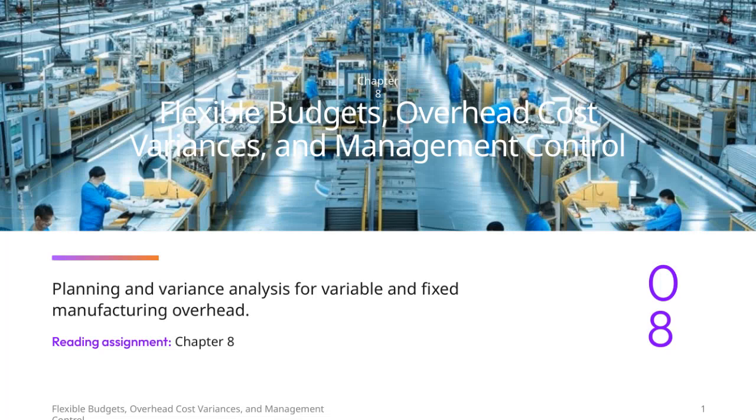Today, we're focusing on planning and variance analysis for both variable and fixed manufacturing overhead. This is a crucial part of managing manufacturing costs effectively. We'll be diving into Chapter 8, which covers flexible budgets, overhead cost variances, and how these concepts help with management control. Understanding these topics will give us the tools to analyze overhead costs more accurately and make informed decisions to keep things on track. Let's explore how flexible budgets adapt to different activity levels and how we can pinpoint where costs deviate from expectations, ultimately improving our management processes.